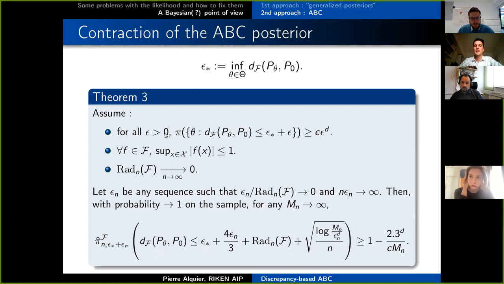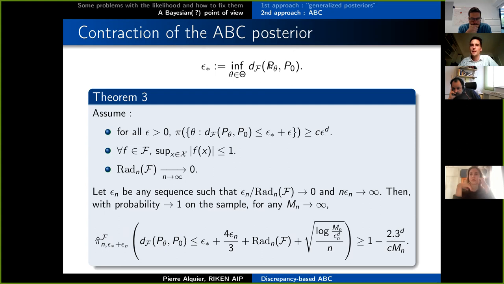before the assumptions. Essentially, the result says, you have a theta drawn from our posterior with a threshold epsilon n that has to be chosen by the user. So if you draw theta from the posterior, that is, if you use your ABC algorithm, because this is exactly the probability distribution of the theta provided by the algorithm, then the distance between P theta and P naught, with a probability that converges to one, will be as small as the best possible distance between the truth and the model.